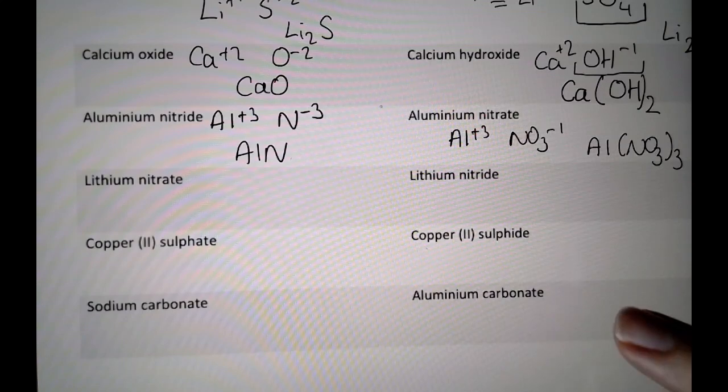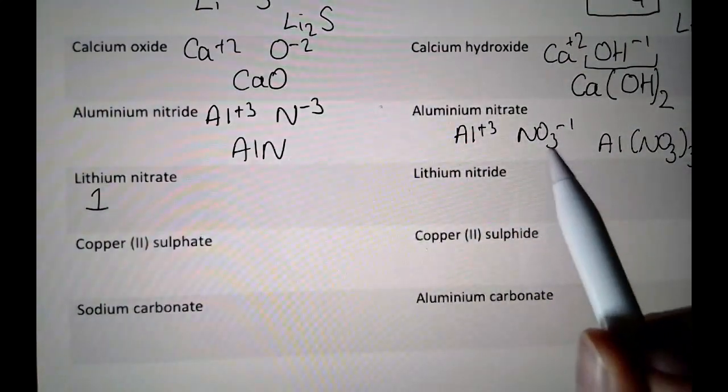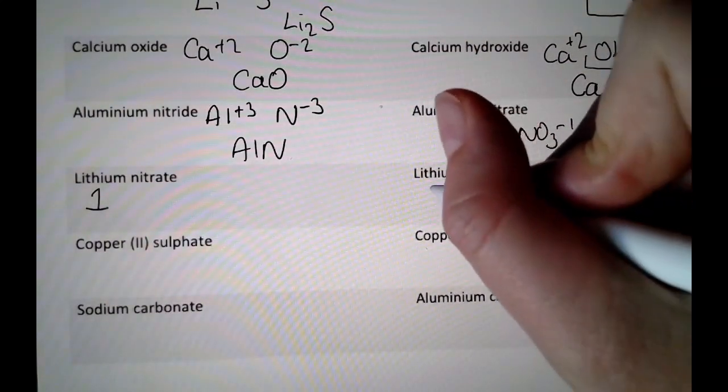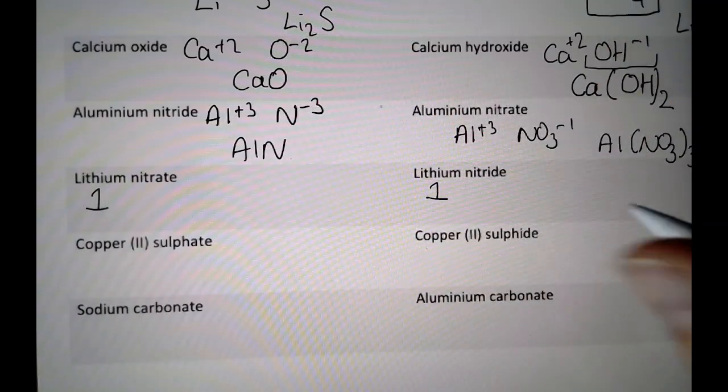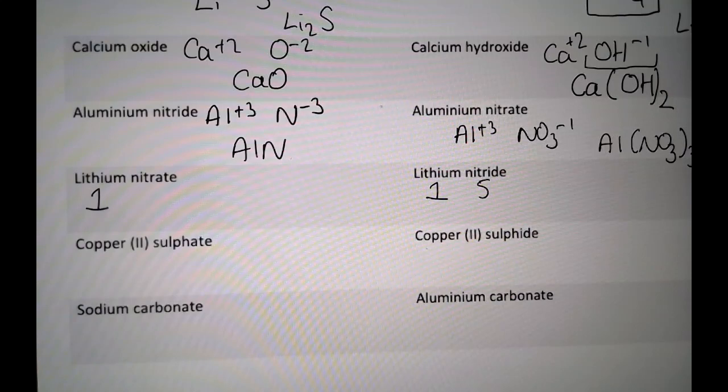Lithium nitrate and lithium nitride. I'm going to get you to have a go at those two completely by yourself. I will tell you that lithium is in group 1. The nitrate ion you'll find over here. Again, lithium is in group 1, and for nitride, you've got just nitrogen by itself, which is in group 5. So use the groups to work out the charges on the ions. Once you've got the ions, write the formulas.